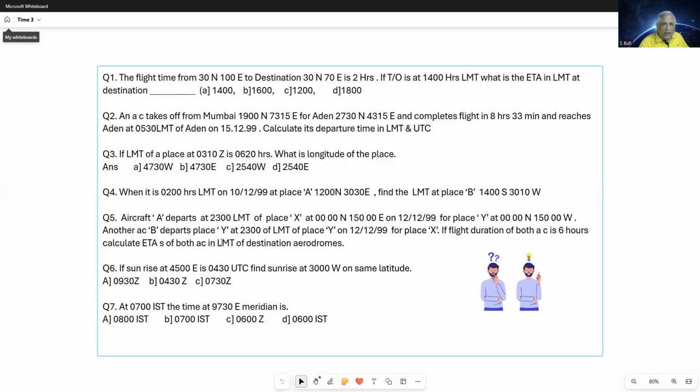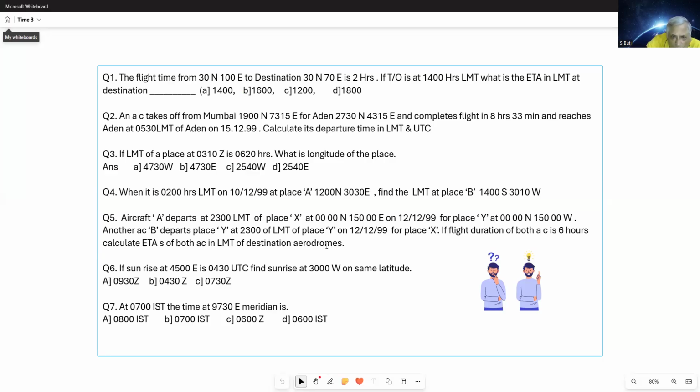Here, question number 5 is a very interesting question. Both aircraft take off at the same local mean time on the same date, 2300 LMT, okay, on the same local date. One aircraft travels east, one aircraft travels west. Flight duration of both aircraft is 6 hours, and calculate ETAs of both aircraft in the local mean time of the destination aerodrome.